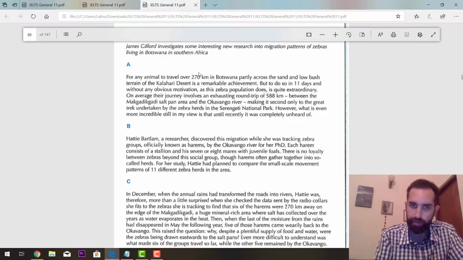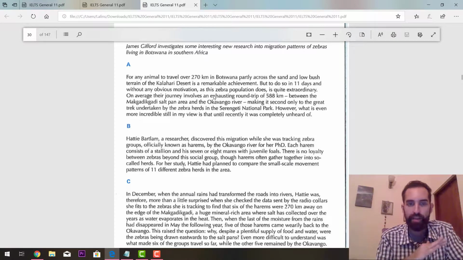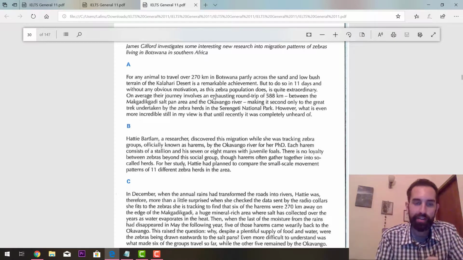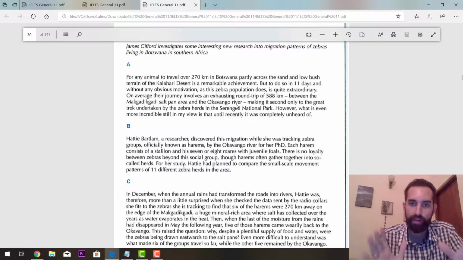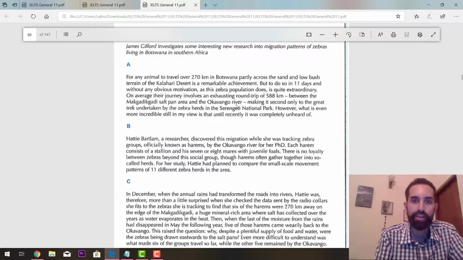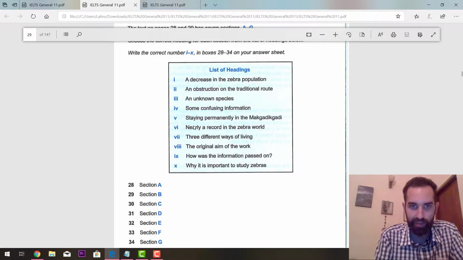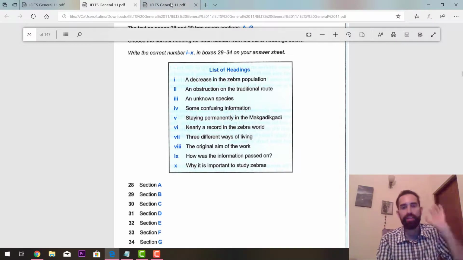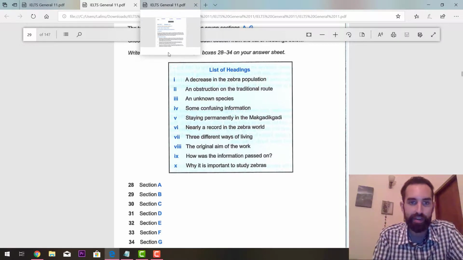If it was a record, then it wouldn't be correct, because it's the second most exhausting round trip. The first is obviously the trek undertaken by the herds in the Serengeti, but this is nearly a record because it's second only to that record in the Serengeti. So it's nearly a record, which makes it VI. Nearly a record in the zebra world because it's second only. That's what it means, nearly a record, second only. So that's what they're telling you there.